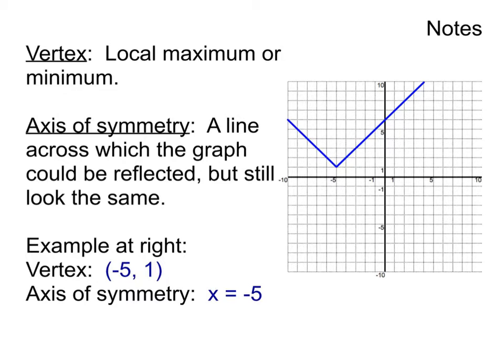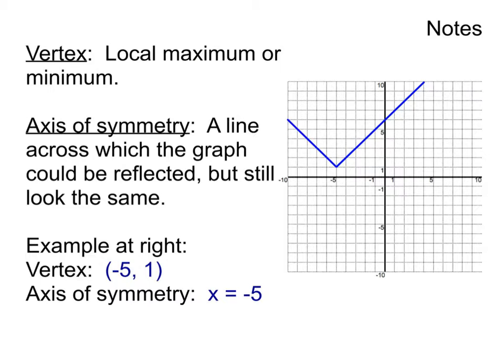So a local maximum or minimum. Local just means in that area. It is actually the highest or the lowest point. You'll notice here, I labeled our vertex on this graph as -5, 1. So the point -5, 1 is right here. This is the vertex because in this area, it is the lowest point. It's the lowest that it can ever possibly go.